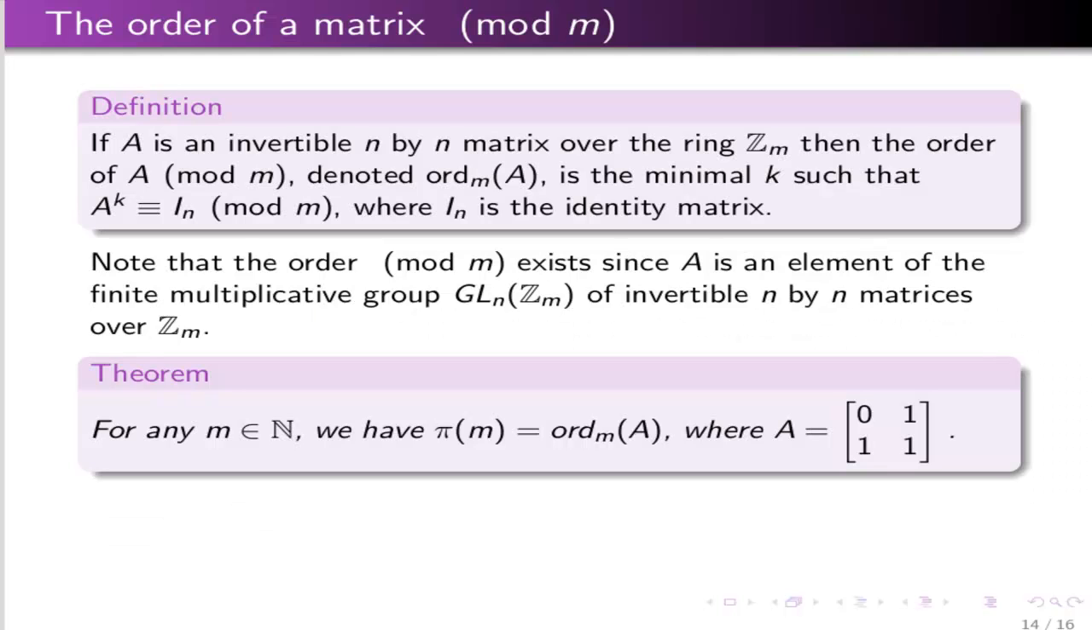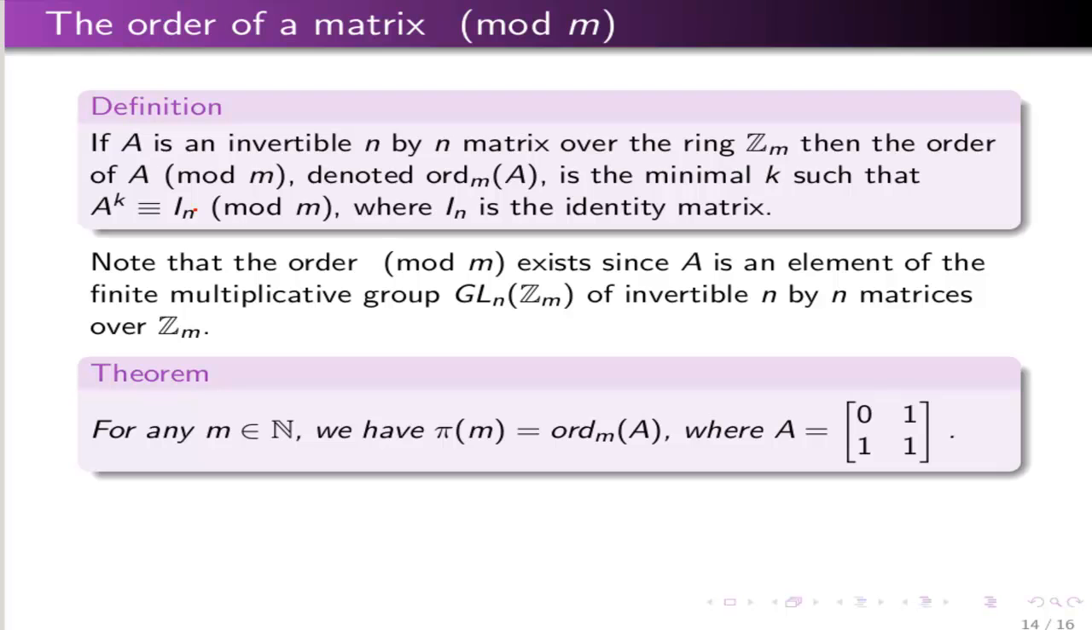Now when you're dealing with a matrix, we're actually living in a group here. So let's make the following definition. If A is an invertible n by n matrix over the ring Z mod m, then the order of A, denoted order mod m of A, is the minimal value of k such that A to the k is the identity matrix. So first of all, why should such an order exist?